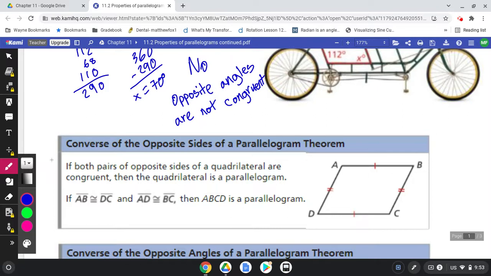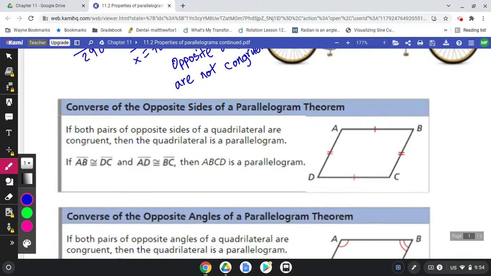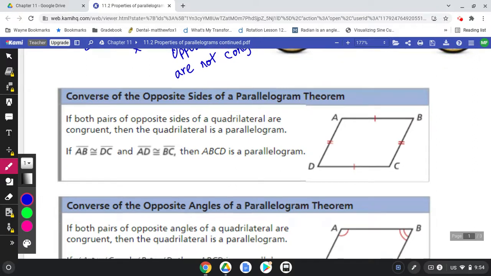I don't know if you remember converse from chapter 2, I believe, back in August. Most of you didn't have me back then, but the converse is when it reverses our statement. Last week, we learned that if something is a parallelogram, then the opposite sides are going to be congruent. And the converse is if the opposite sides of a quadrilateral are congruent, then it's a parallelogram. So that's one rule we know.